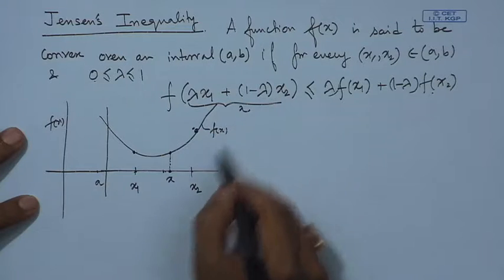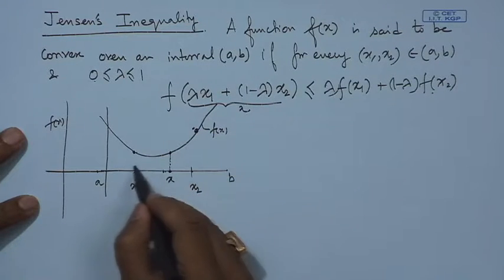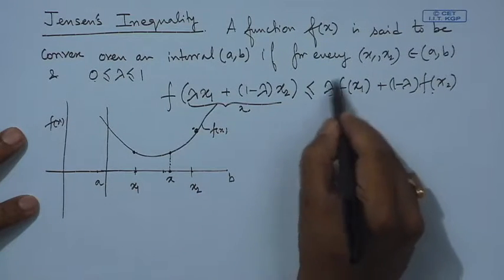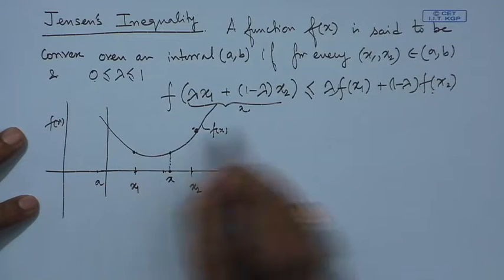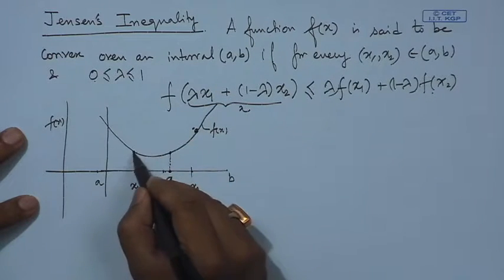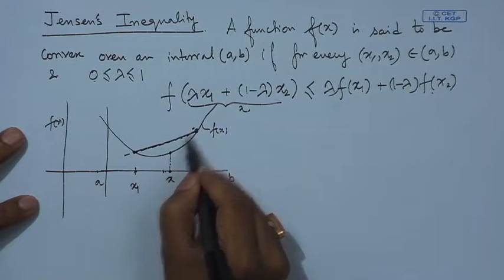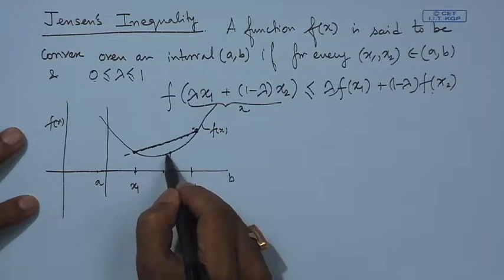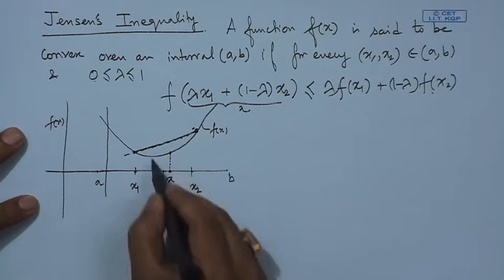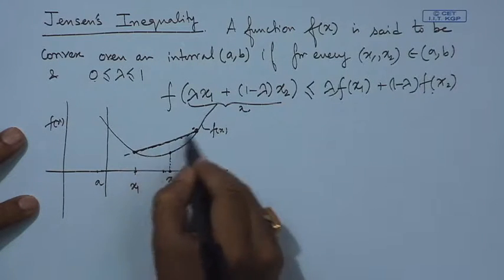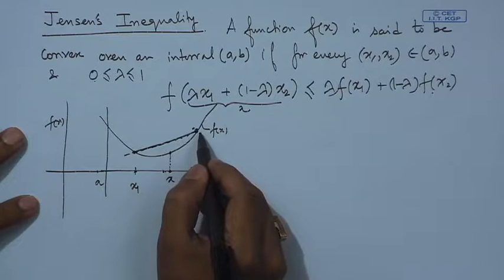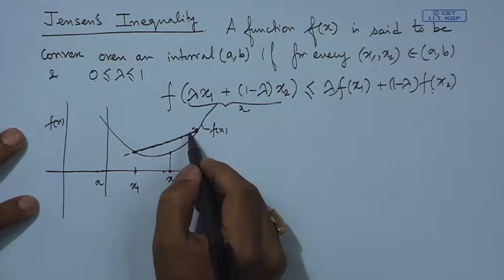When lambda is 0 at x2, it is f(x2). When lambda is 1, this is x1, this is f(x1), because this term goes to 0. And so lambda, anything between 0 and 1, would be any value between these 2 points. So basically it is saying that the function value of the function between a and b lies below the chord connecting these 2 points. So that function is a convex function.